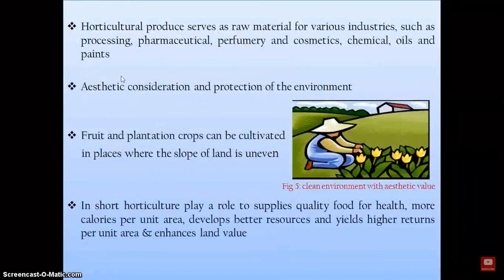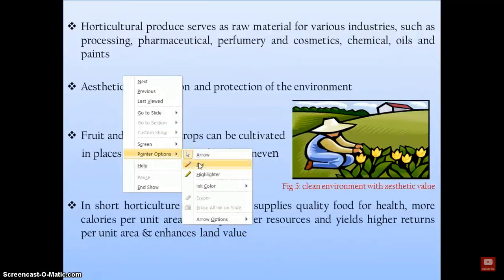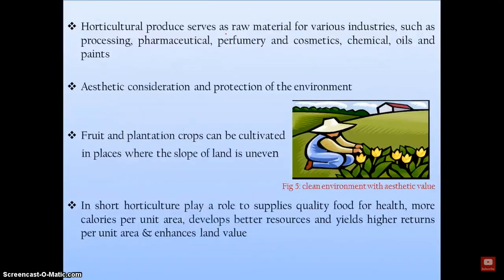Next one is that horticultural produce serves as a raw material for various industries such as processing, pharmaceutical, perfumery and cosmetics, chemical, oil and paints. And a variety of useful products can be made from these raw materials, which is a very important aspect of horticulture.